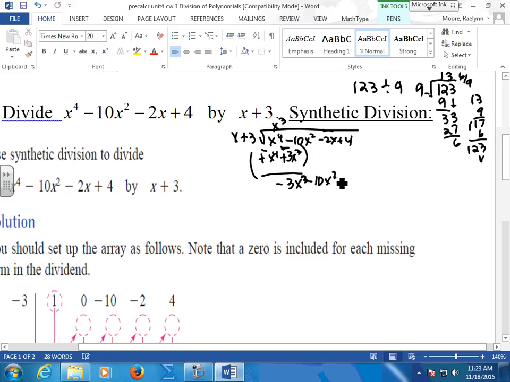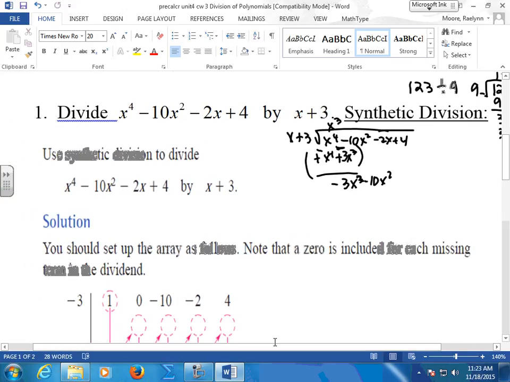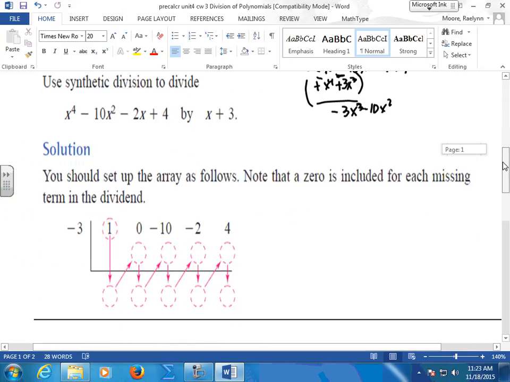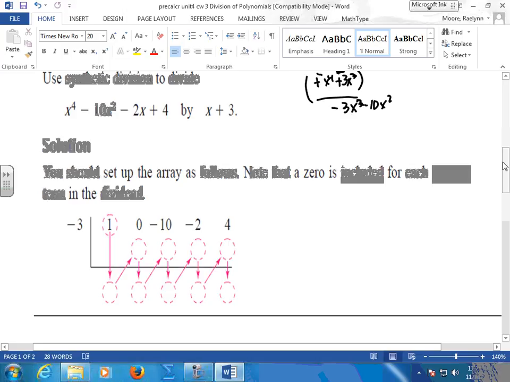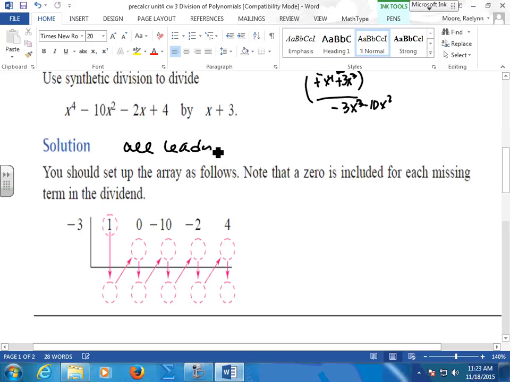And you keep on doing this again and again. And you can absolutely do it this way. But we have synthetic division. Now, what synthetic division does is it takes out all your leading coefficients. Write this down. All the leading coefficients. But I have to account for every single place.